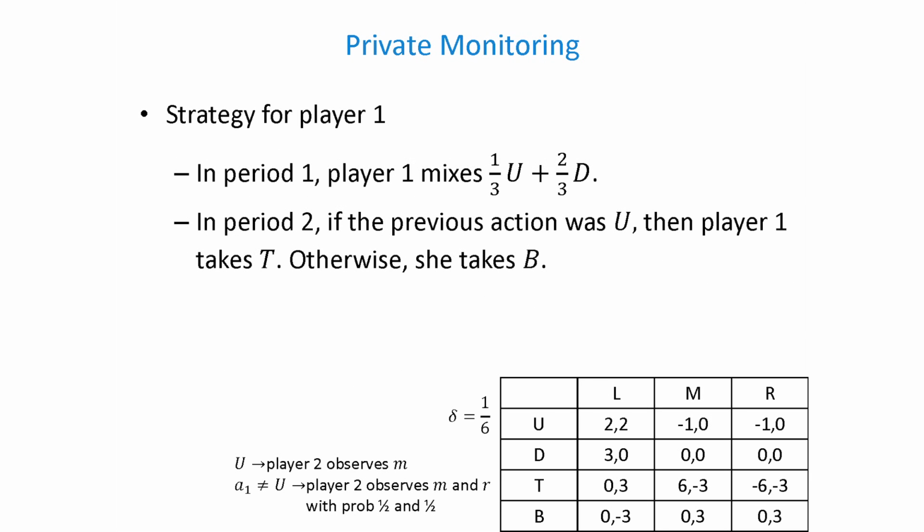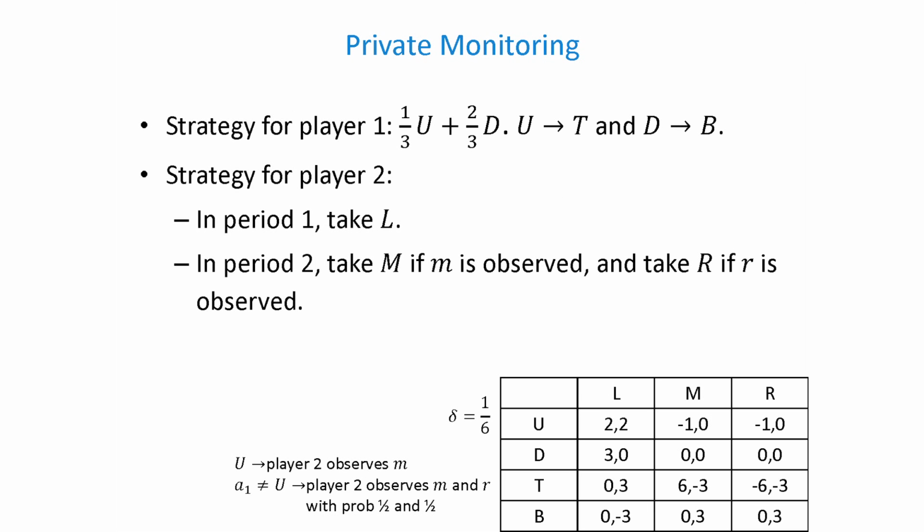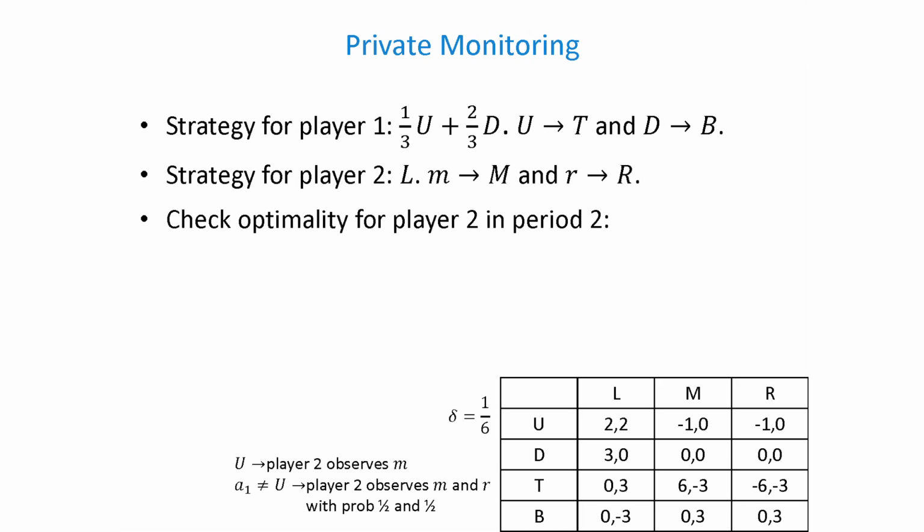So here is a strategy profile. For player 1, what she does is take a mixed strategy, mixing U and D. And in period 2, if the previous action was U, then player 1 takes T. Otherwise, she takes B. So here is a summary. And for player 2, first take L. And in period 2, take capital M if small m, the signal, is observed, and take capital R if small r, the signal, is observed. So basically, this signal is sort of a recommendation for player 2. Okay? And then we can check the optimality of each player's actions at each history.